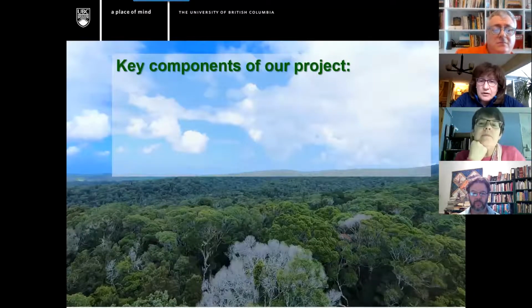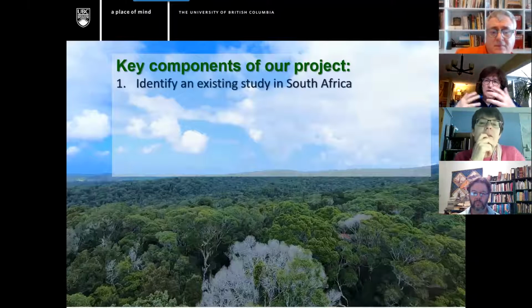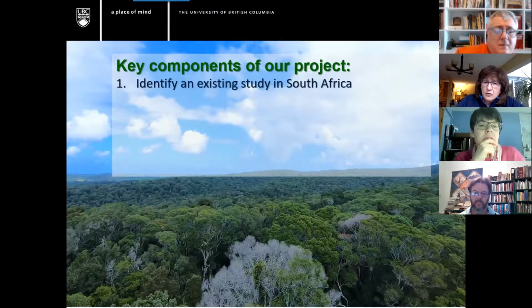But what about our project, and what did we really develop through this project? In other words, what are the key components that this project had? I put them in order, kind of how we worked on them, but keep in mind that there were quite a few overlaps between the steps that I'm going to show you. One of the first steps that we had to do was to identify an existing study that would be the base for our case.